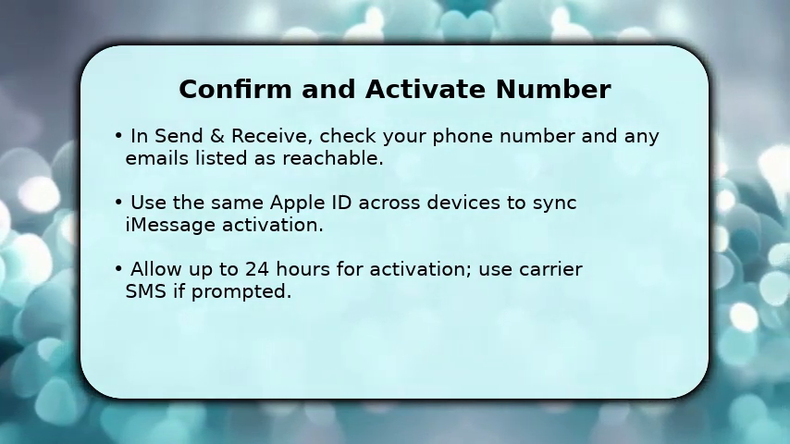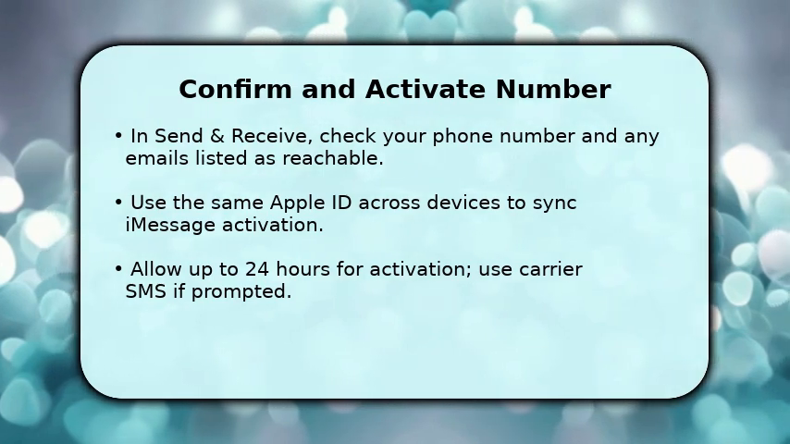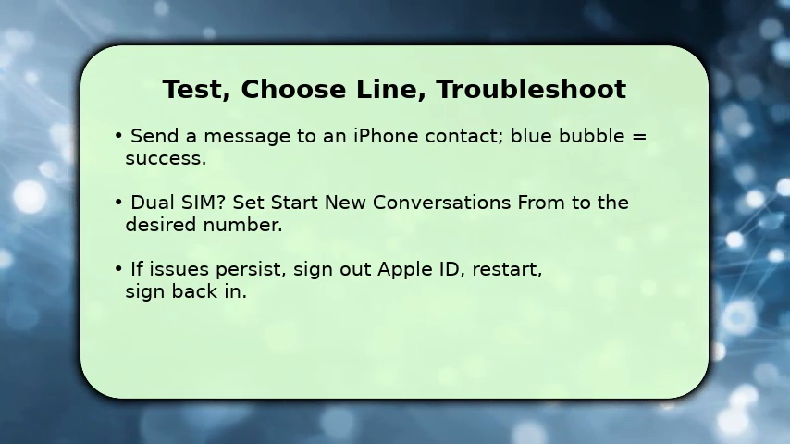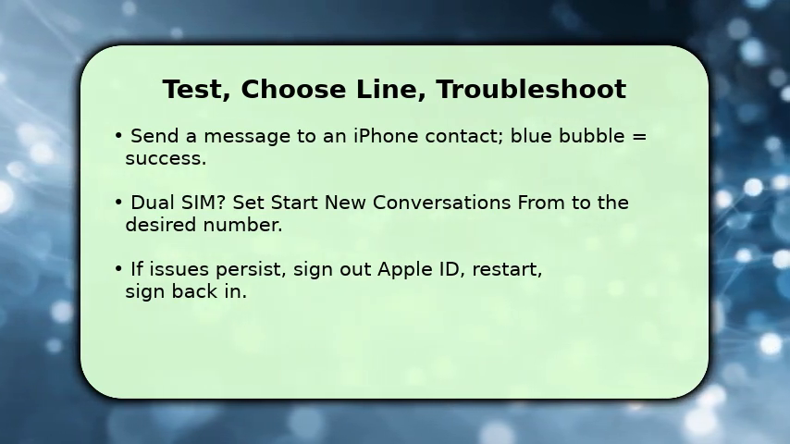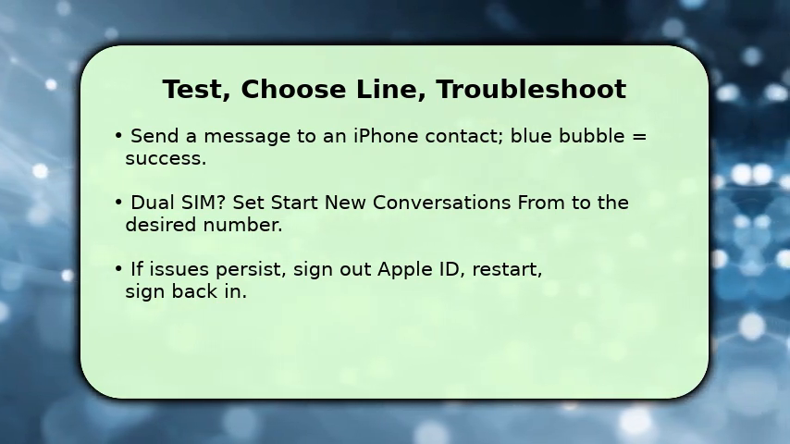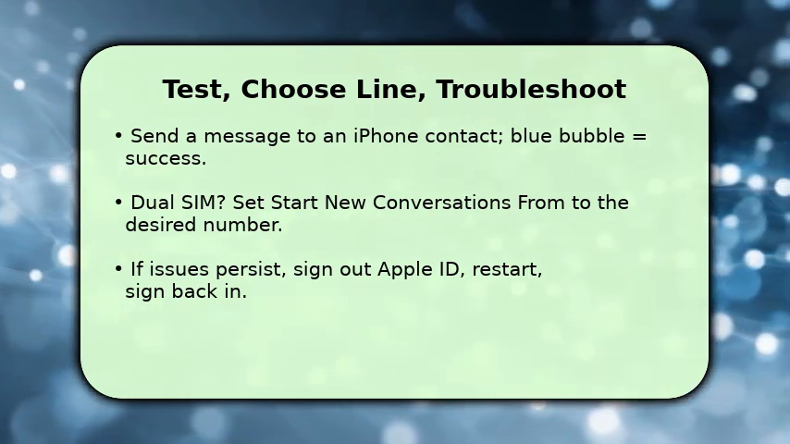As well, finish by testing. Send a message to a contact who uses iMessage. A blue bubble confirms your number is active. If you have dual SIM, open Messages, start new conversations from, and pick the line you want as the sender, so recipients see the correct number.